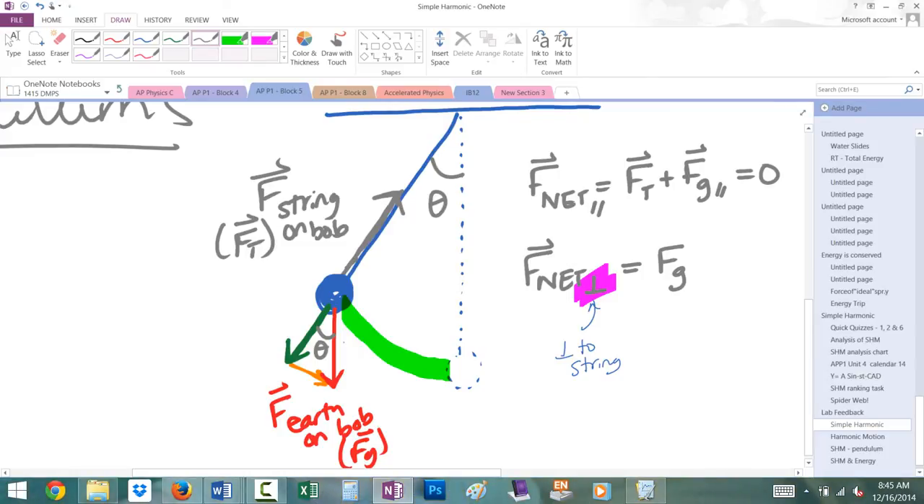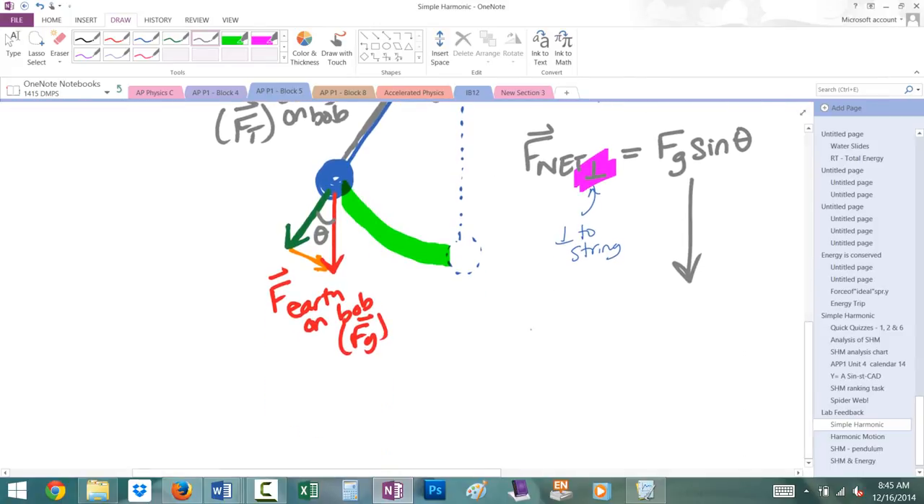Opposite over hypotenuse, right? So Fg sine theta. Is that okay? I'm going to take it one step further. I'm going to write this as F net. So really the only net force is just Fg, which is mg. Is everybody okay with what I just wrote there?